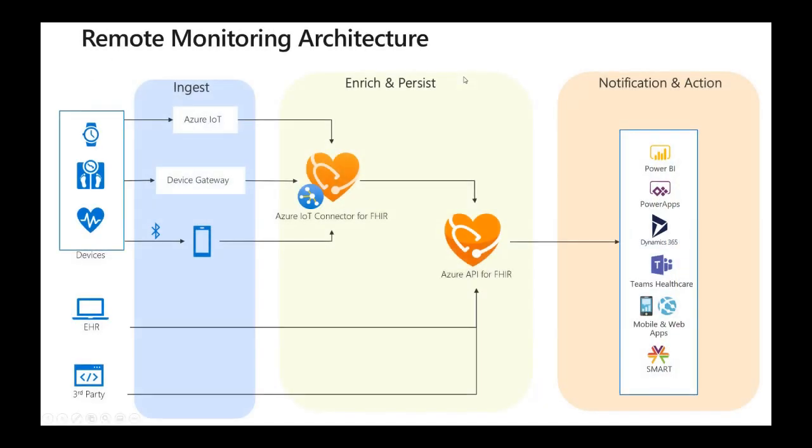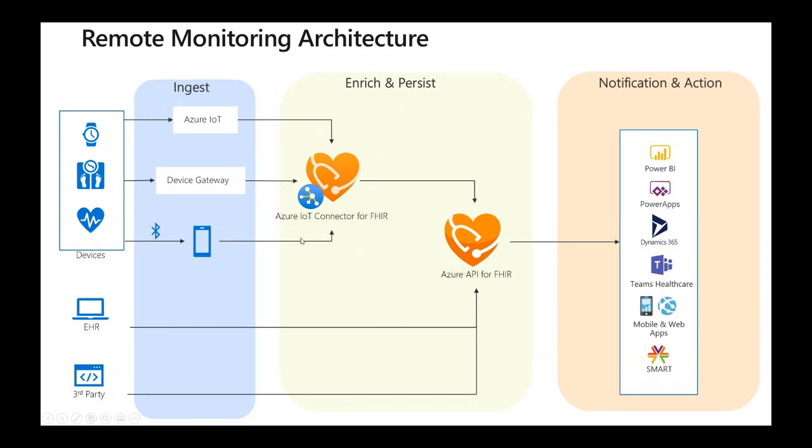So with that, you may be wondering exactly how can you use the IoT connector as part of a larger system. So here's a kind of reference architecture how we see the connector being used. So on the left-hand side, we have the ingestion, where we have data coming from devices that can either be using a device gateway, using one of our Azure IoT products like IoT Central or IoT Hub, or going through a phone gateway and connecting to the IoT connector directly.